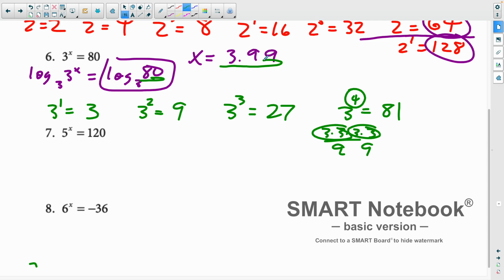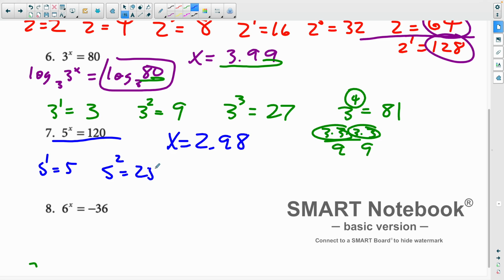We can get pretty good estimates, but to get exact, a lot of times we need assistance from our calculator, all right? How about this one? How about number 7? What'd you get? 2.98, all right? Did we see this a while ago? We did 5 to the first was 5, 5 to the second is 25, and 5 cubed is 125, which is really close to that.